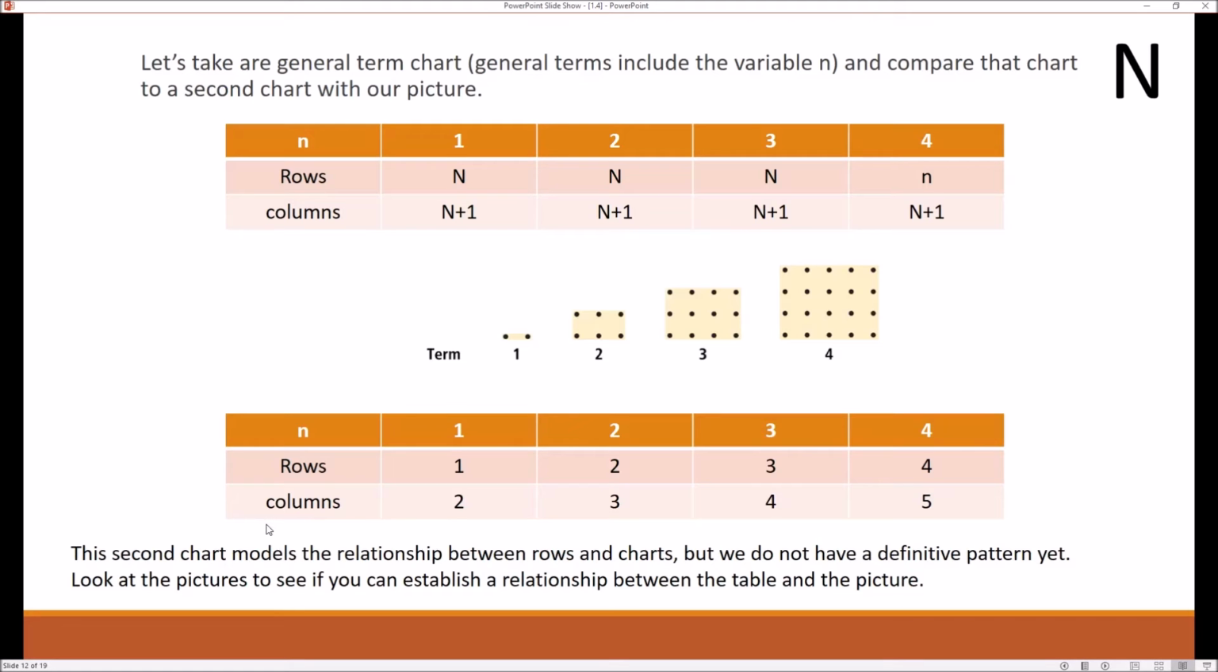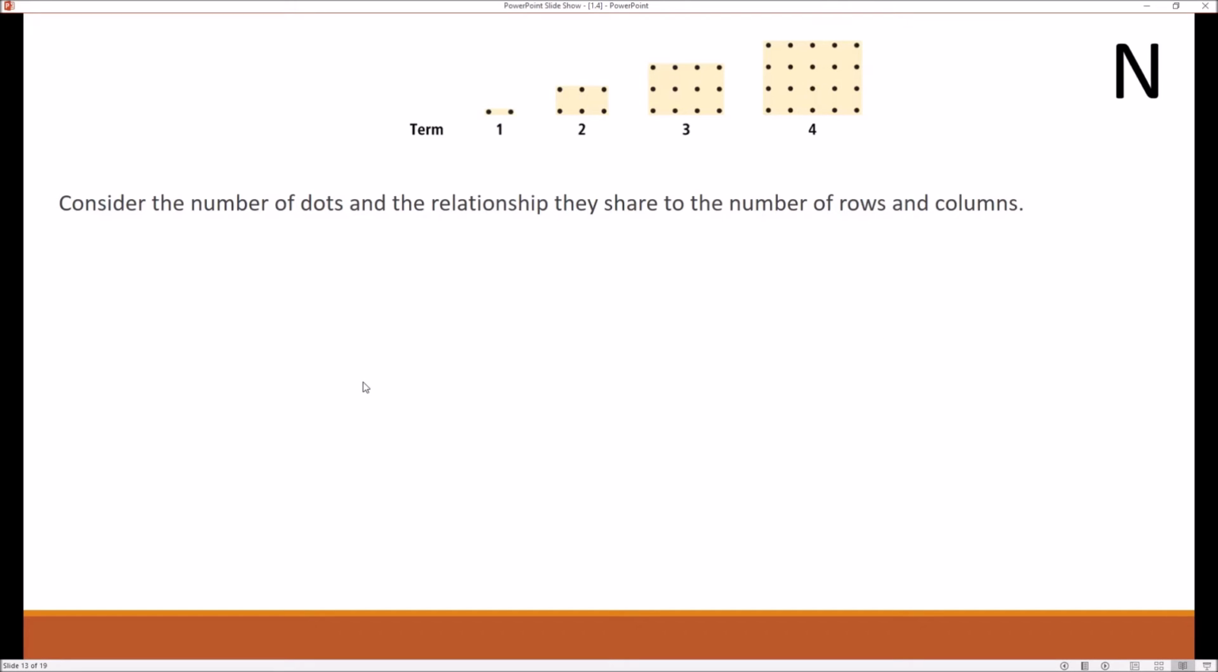But we still haven't really found a pattern yet. Nothing obvious. They're always increasing by 1, but that's obvious by this right here. N is this, and n plus 1 is that. And then when n is 2, that's plus 1. So this is all working out. We've set the chart up right, but we still haven't found our pattern yet. So consider the number of dots and the relationship they share to the number of rows and columns.